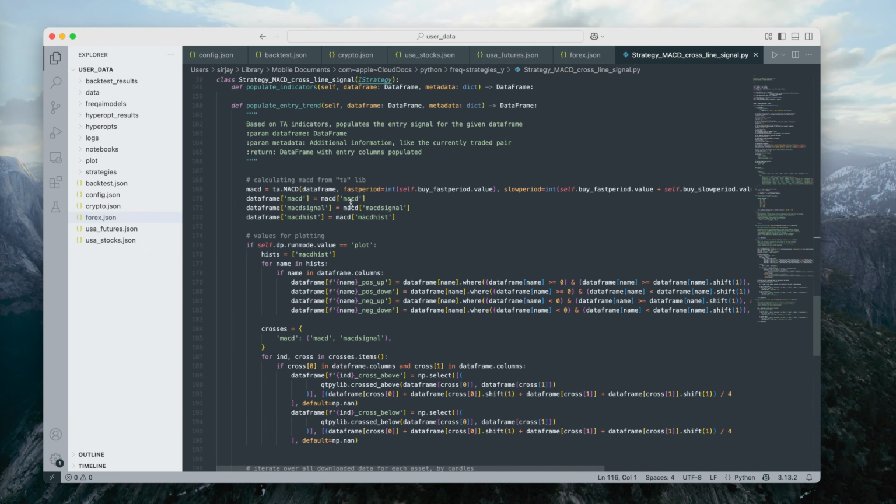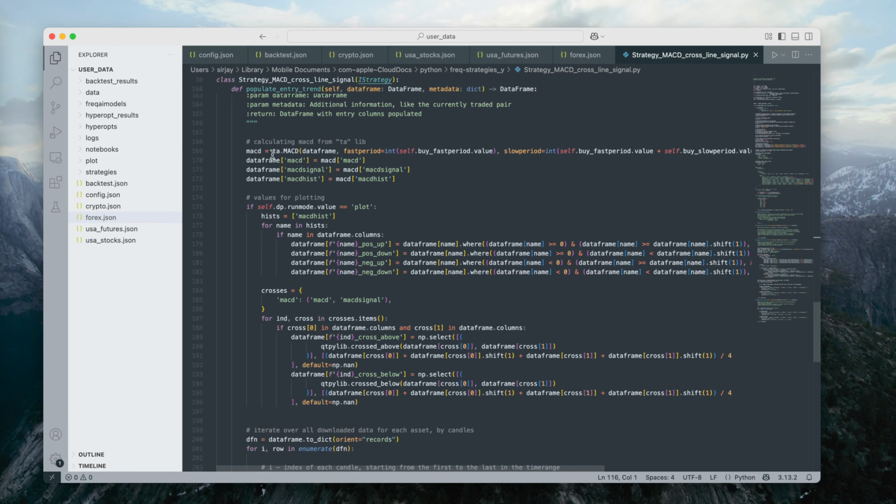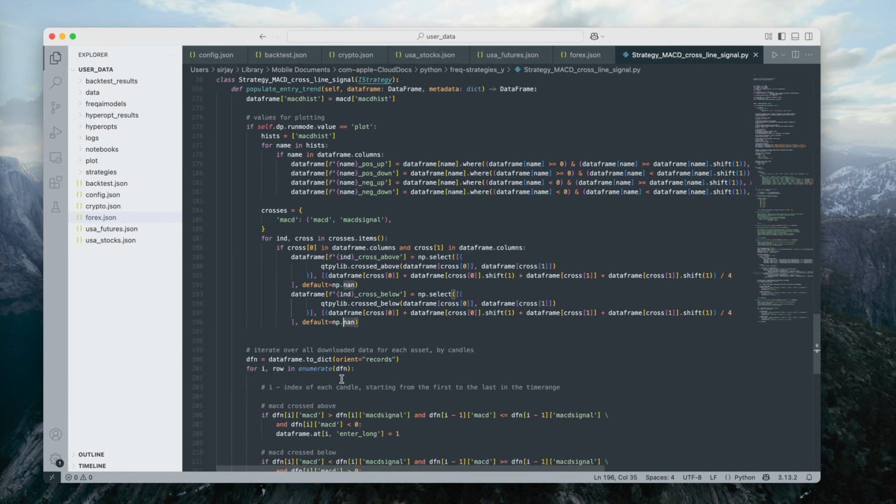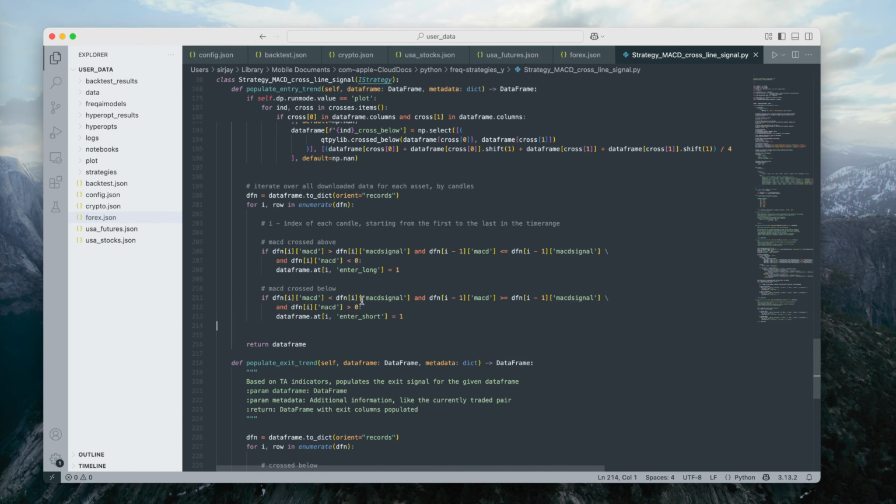The most important part is the populate entry trend function. Here is the data frame, this is the data that I showed you at the beginning of the video, the open, high, low, close and volume data for each timestamp. The MACD function just calculates our MACD indicator. It's good news that everything is already built in. We just need to use this library, so it's already coded. Here are some plotting visualizations I will show you soon. And here is the main logic.